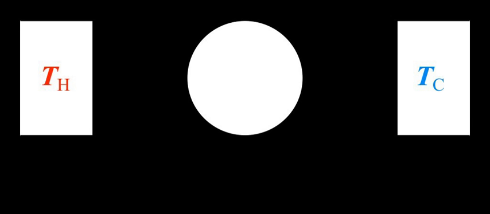Using the definition of specific heat capacity at constant volume, C_V equals dU over dT, we get dQ equals m C_V dT.